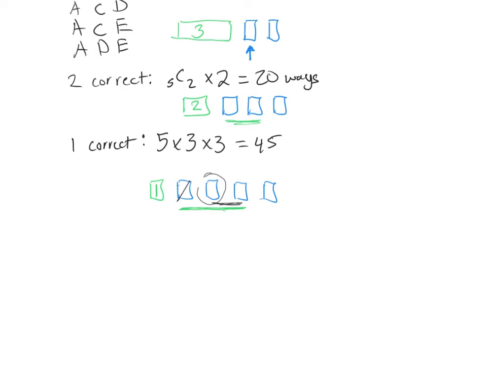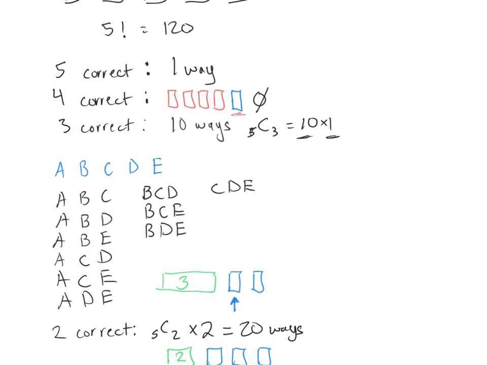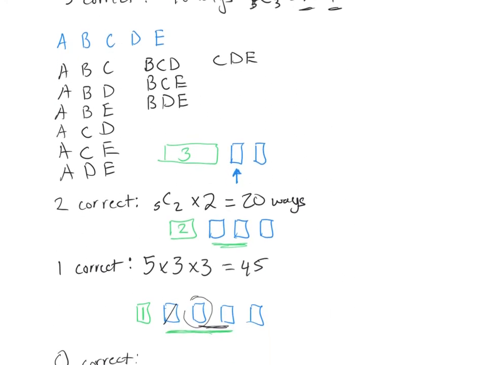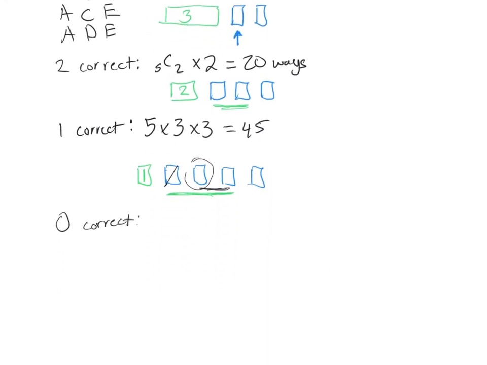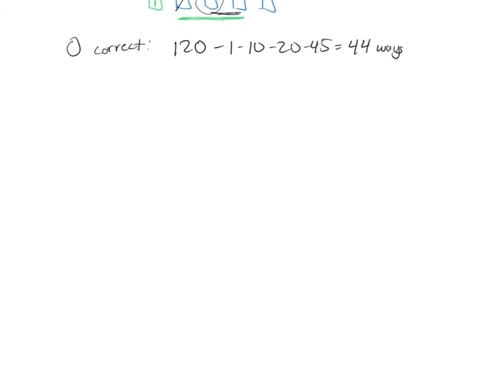So then finally, the very last one is how many is if we sent out 0 correct paychecks. Well, we already figured out how many we can send: 5, 4, 3, 2 and 1. So out of 120, there's 120 ways. So we just subtract 120 from 1, from 10, from 20, from 45. That should give us only 44 ways we can send out 0 correct paychecks.